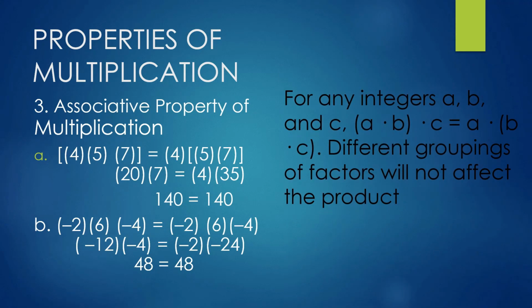So for any integers a, b, and c, the quantity a multiplied by b, times c, is equal to a multiplied by the quantity of b times c. Different groupings of factors will not affect the product. The same with the associative property of addition also. Changing the groupings of the factors will not affect its product, here in the property of multiplication.